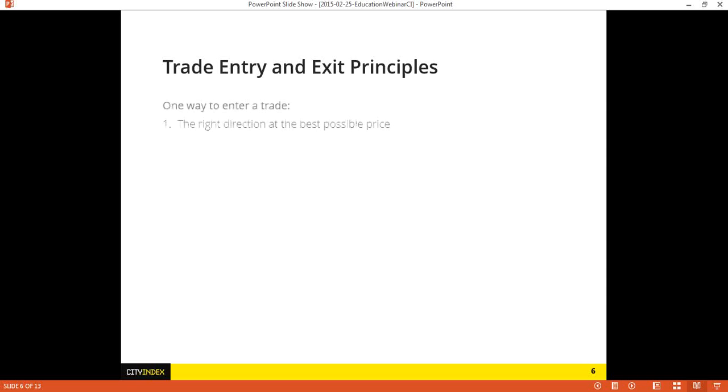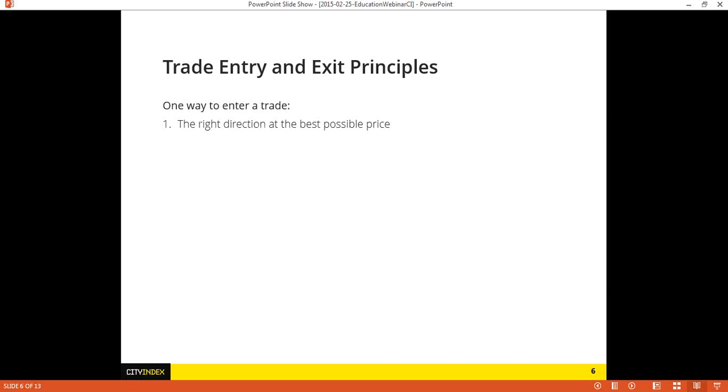So the trade entry and exit principles, and I apologize if you've seen this before, but one way to enter a trade is in the right direction at the best possible price. It sounds like it's not really saying anything, right? You could say that it's not really saying anything, but in actuality it is, because one way to enter a trade is in the right direction at the best possible price. Now, what exactly does that mean? Well, the right direction is in the direction of the momentum of the market. What is the momentum of the market? That is the direction of the trend.